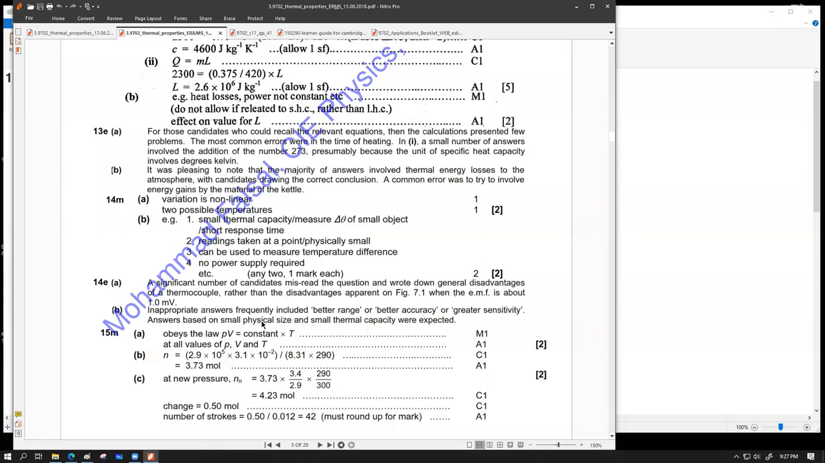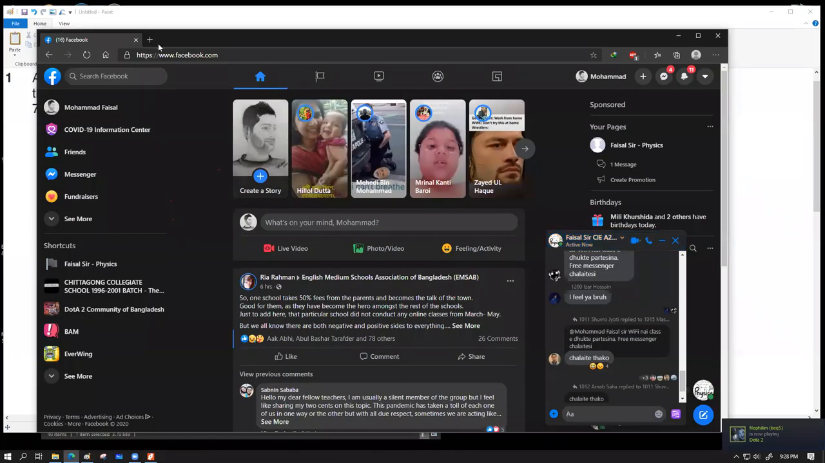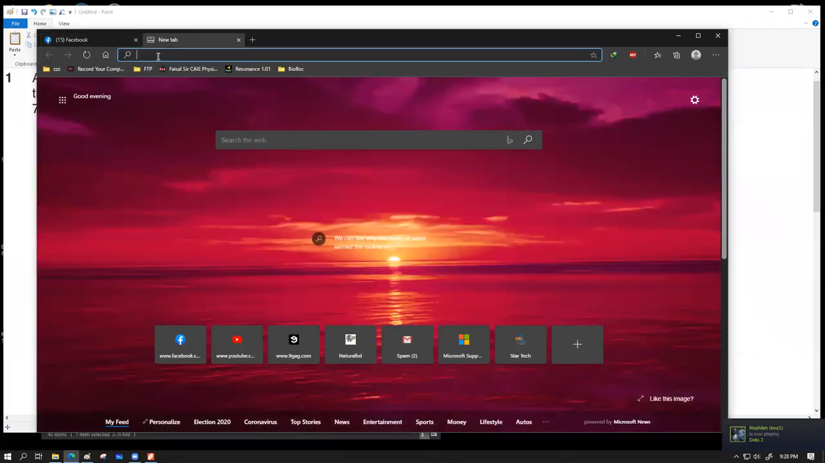Sir, thermocouple is highly sensitive and it can be used to measure very specific cases. You please have a look at the mark scheme.